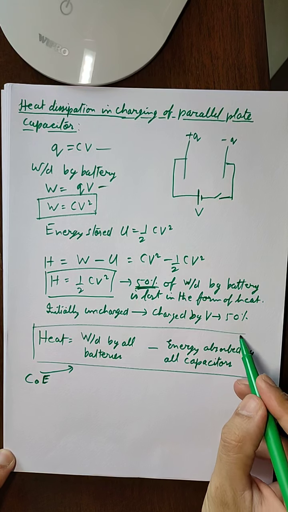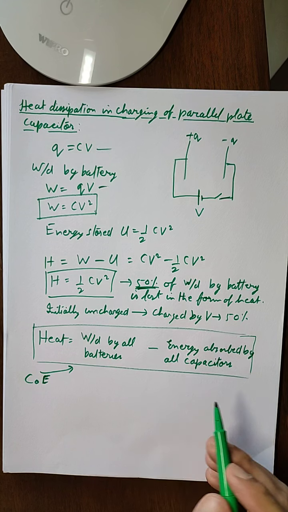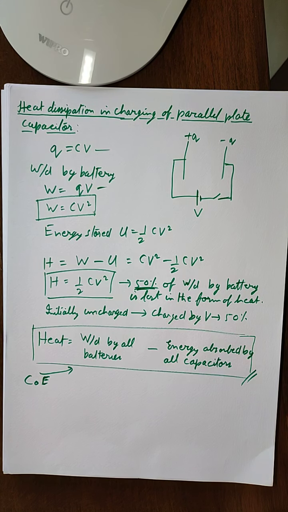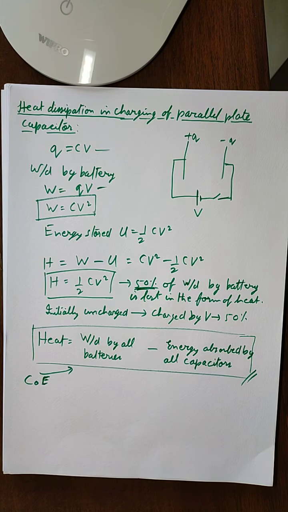Now if some of the capacitors were already charged, then in those capacitors only the redistribution of charge will happen and the 50% heat will not be lost; there will be a different value. But if all the capacitors were initially uncharged, then the loss of heat will be exactly equal to 50%. So this is a very important analysis of the heat dissipation in charging of a parallel plate capacitor.